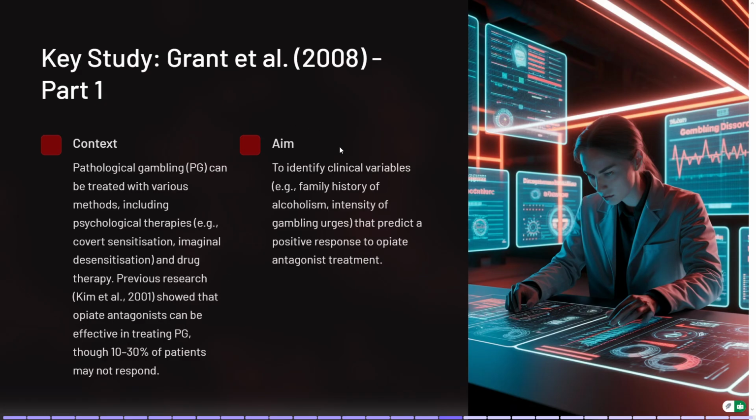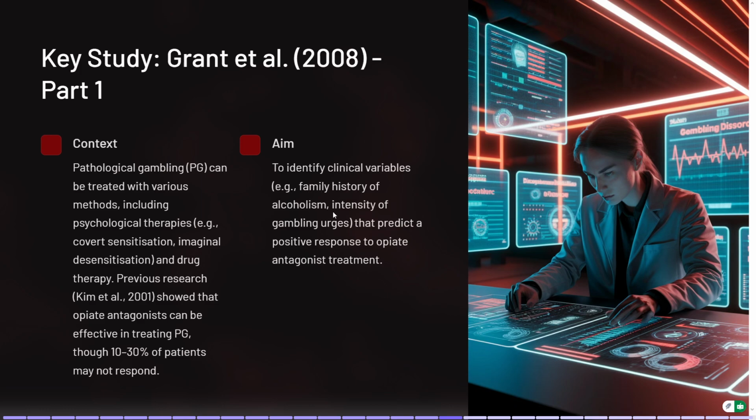That's the previous research. Now, the aim of this one is to identify clinical variables, like family history of alcoholism and intensity of gambling urges, that predict a positive response to opiate antagonist treatment. It is to see whether family history of alcoholism or intensity of gambling urges can be a variable that helps us predict if participants are going to respond to the treatment or not.